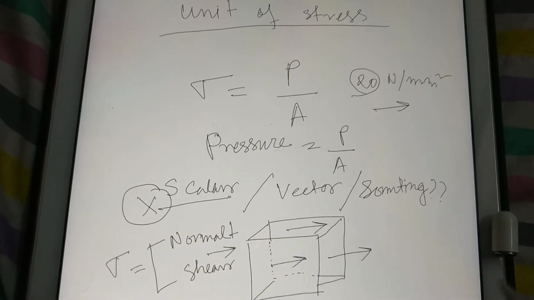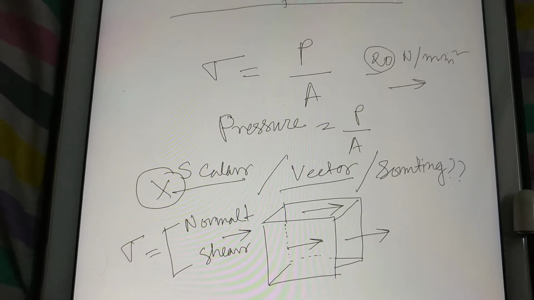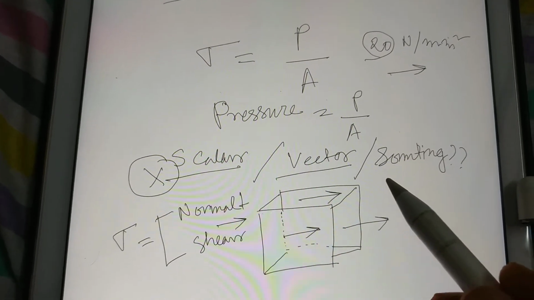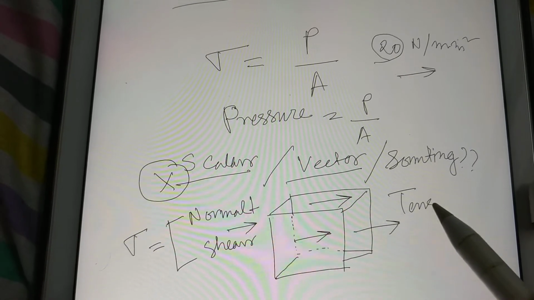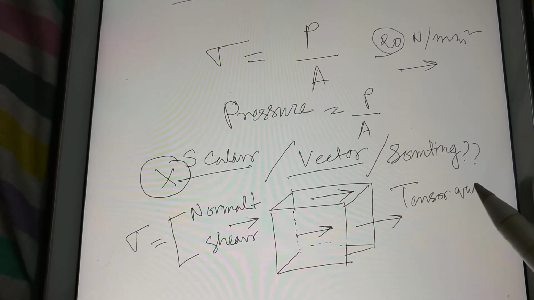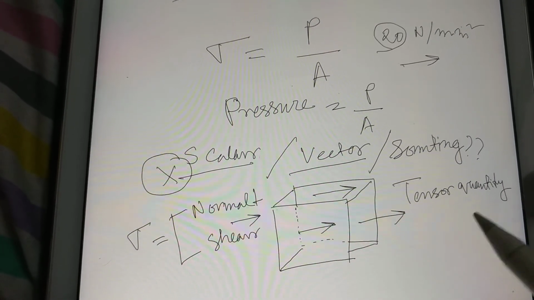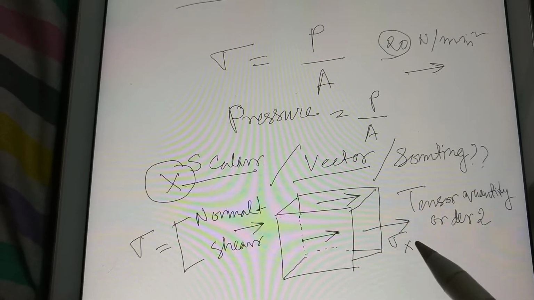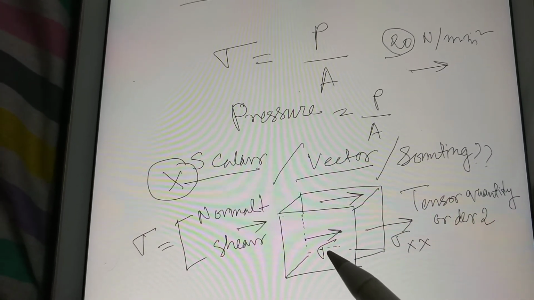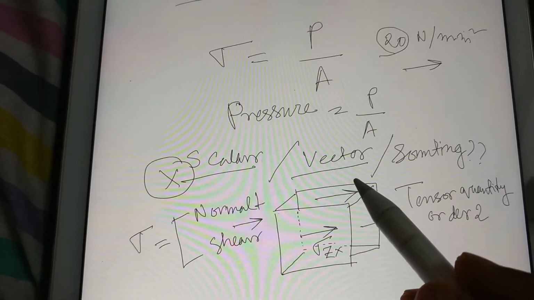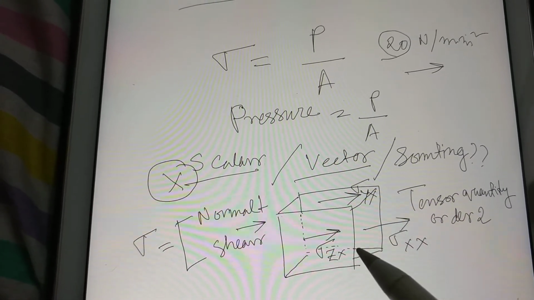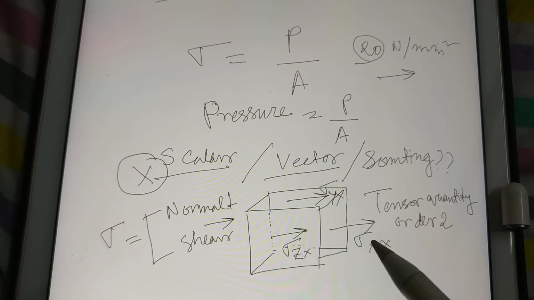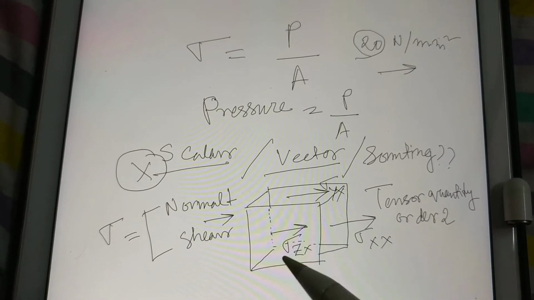So stress is not a vector quantity, it might be something else. So what is the unit of stress? Stress is a tensor quantity, order 2. Like that, this is the sigma xx, this is the sigma zx, and this is the sigma yx. Order 2 means this first x is the direction, in x direction, and the second x is the x plane, and this is the z plane, this is the y plane.